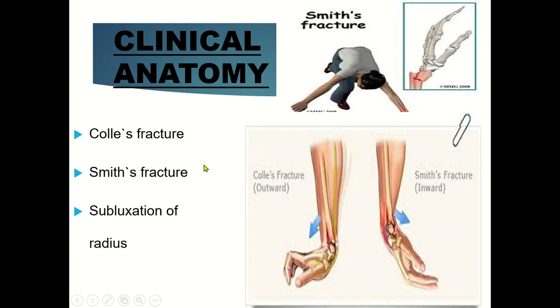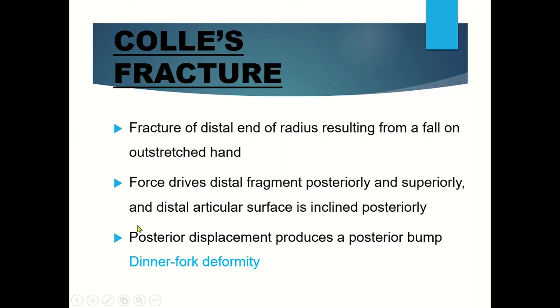Clinical anatomy is that there are fractures known as Colles fractures, Smith fractures, and subluxation of radius. Colles fracture is fracture of the distal end of radius resulting from a fall on outstretched hand and force drives distal fragment posteriorly and superiorly, and distal articular surface is inclined posteriorly. There is posterior displacement, provides a posterior bump. This is known as dinner fork deformity.